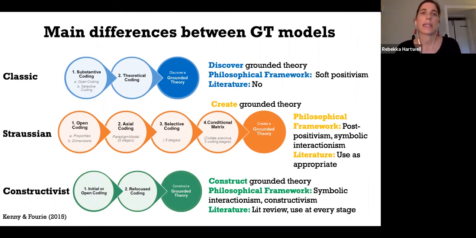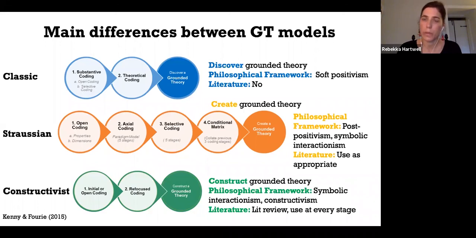the three main things that are different are the coding structure, the way the codes are gathered, I guess, then the philosophical framework, and the use of literature. In the classic approach, you see a two-pronged coding structure, the substantive coding and the theoretical coding. And here, the researcher discovers a grounded theory.